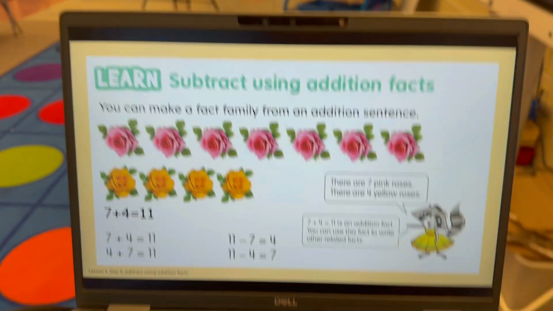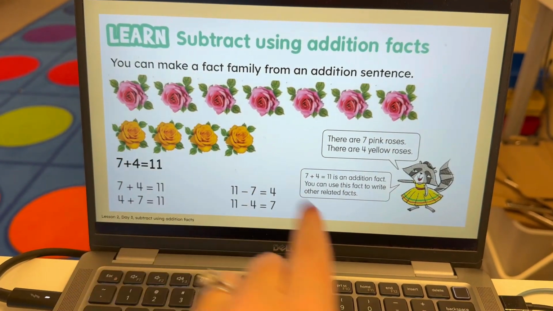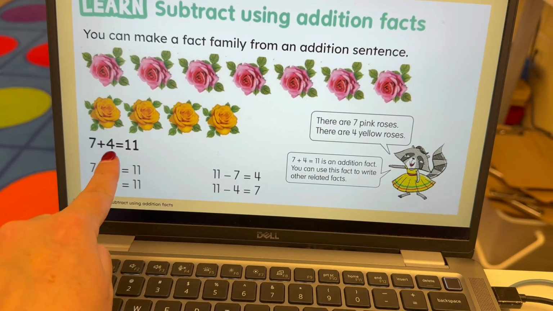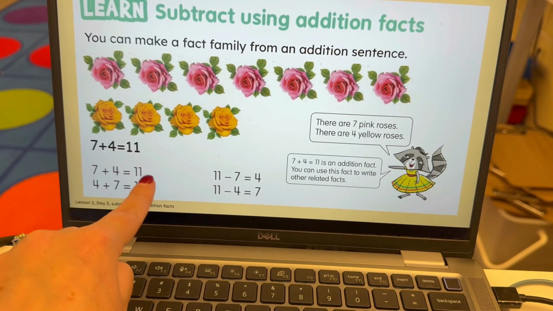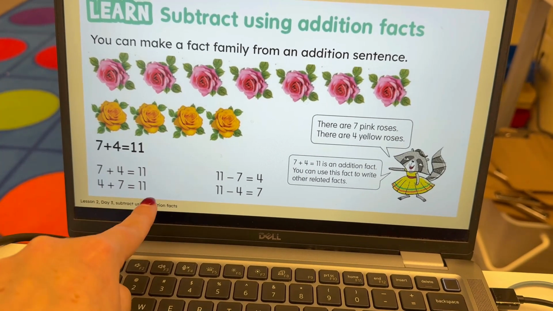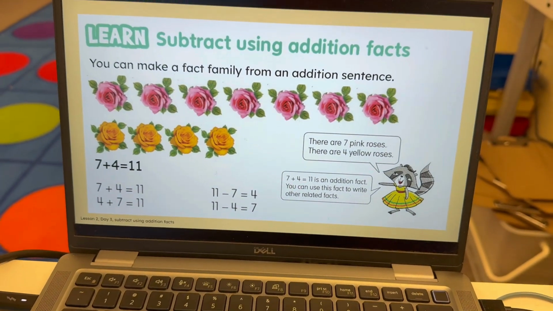All right, so I went over to the slides again just so you can see what we talked about, but it basically says you can make a fact family from an addition sentence. So if we see this addition sentence right here, 7 plus 4 equals 11. If I know that, there are actually 3 other equations that I also know. I know 4 plus 7 equals 11. I know 11 minus 7 equals 4. I know 11 minus 4 equals 7.